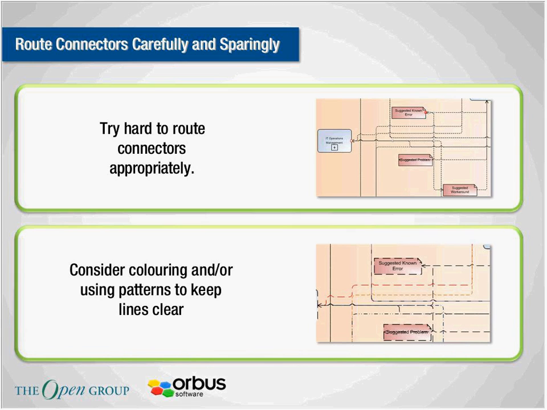If you can't route things so that they're clear, one way to solve that problem is to use coloring, or dot patterns perhaps. Depending on the notation that you're using, you may be restricted in what you can use there. For example, BPMN requires you to use a solid line for a sequence flow. There's no way around that.